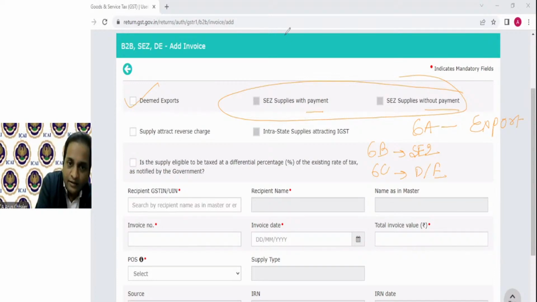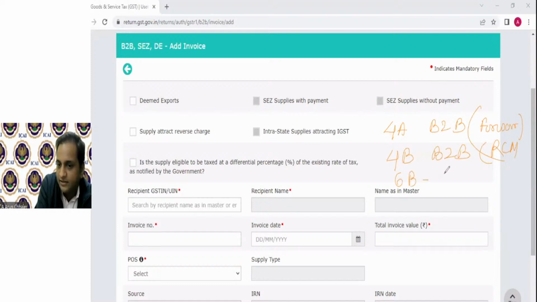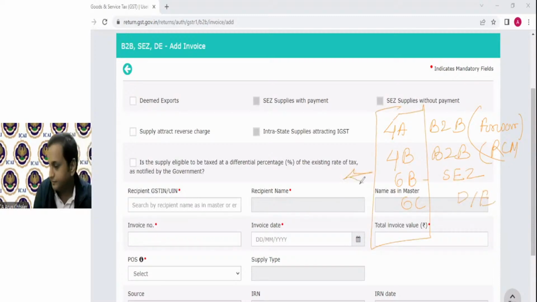Once again, I'll tell you: 4A means B2B and forward charge transaction. 4B is B2B but covered under RCM. 6B is SEZ supply, and 6C is a deemed export. All are clubbed and reported in one table.